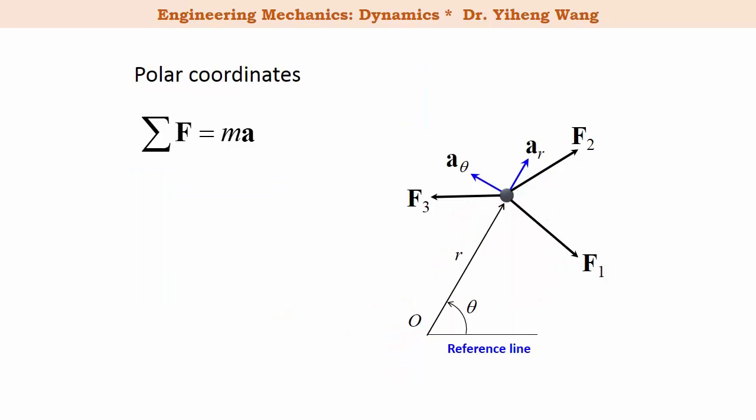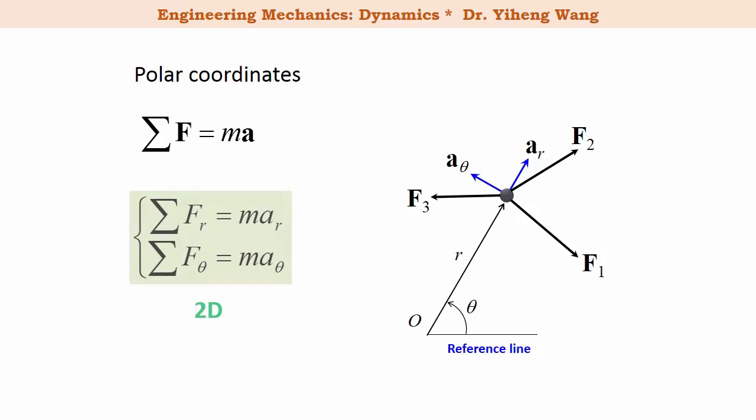For a 2D problem, the 3D cylindrical coordinate system reduces to the 2D polar coordinate system, and the acceleration only has a_r and a_theta, two components. The vector form of the equation of motion can be rewritten into two scalar equations: the resultant force along the radial direction equals the mass times the acceleration along the radial direction, and the resultant force along the transverse direction equals m a_theta. Once again, a_r and a_theta can be evaluated by these two equations.